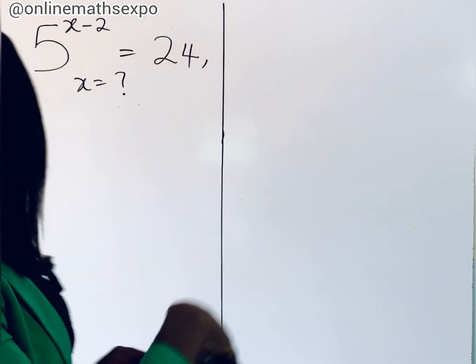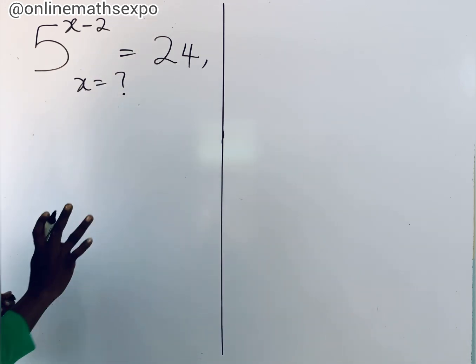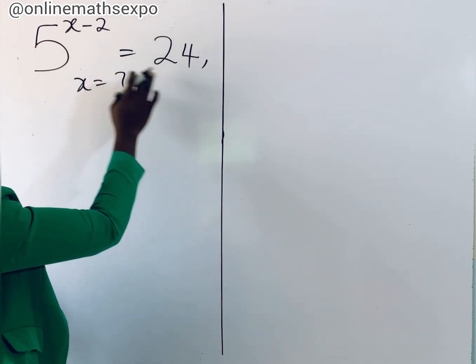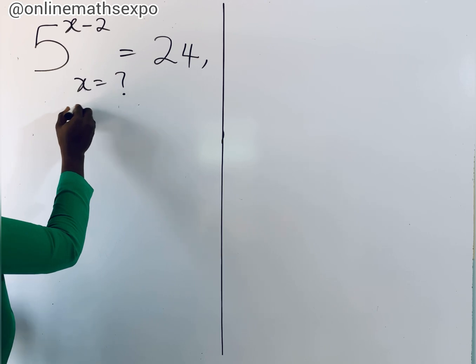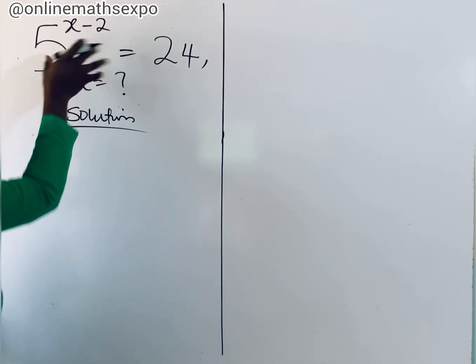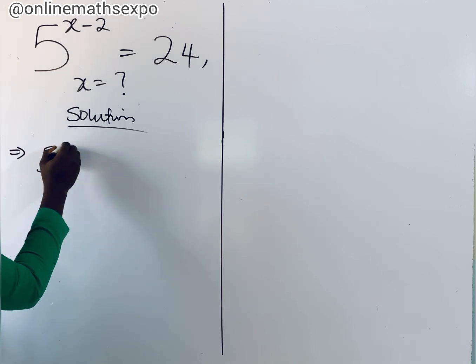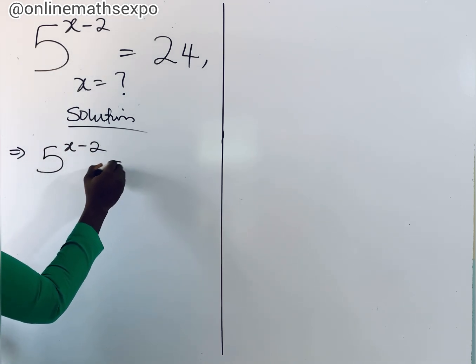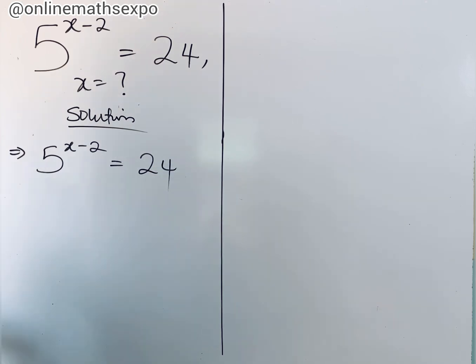Let's do this together. It's just so easy. So to do that, we're going to begin this with solution, okay? This is your exponential equation, okay? So we have our solution. Now, what do we do? Let's bring down this. So we have 5 to the power of x minus 2 is equal to 24.